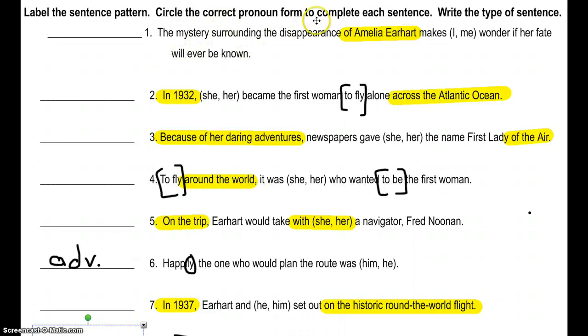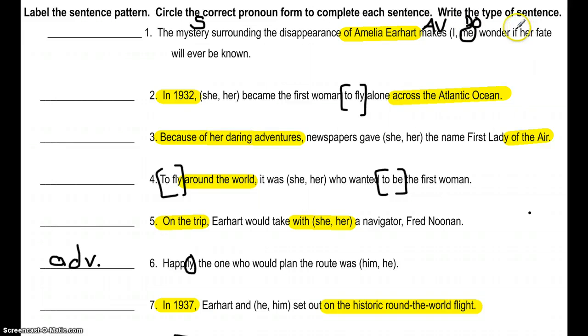The mystery surrounding the disappearance of Amelia Earhart makes I or me wonder if her fate will ever be known. Makes me wonder, because makes is an action verb. This is actually pretty confusing. The mystery makes whom or what? Makes me. Me is the direct object here.